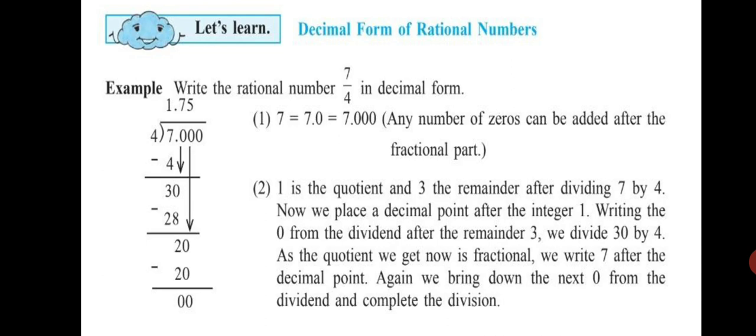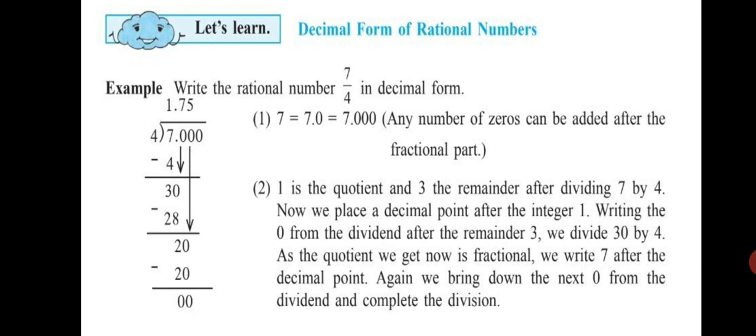Okay, the 0 which is there after the decimal point comes down, and at the same time you are going to write the decimal point in the quotient also. Okay, so now you have got 30. 4 sevens are 28. 2 is the remainder. Another 0 comes down. Okay, 4 5s are 20 and now the remainder is 0.